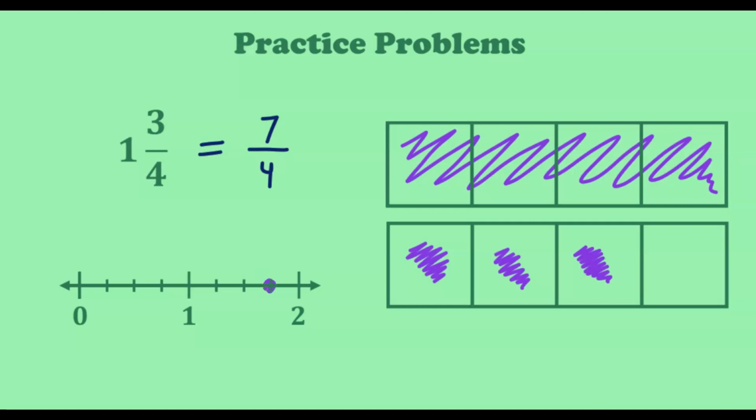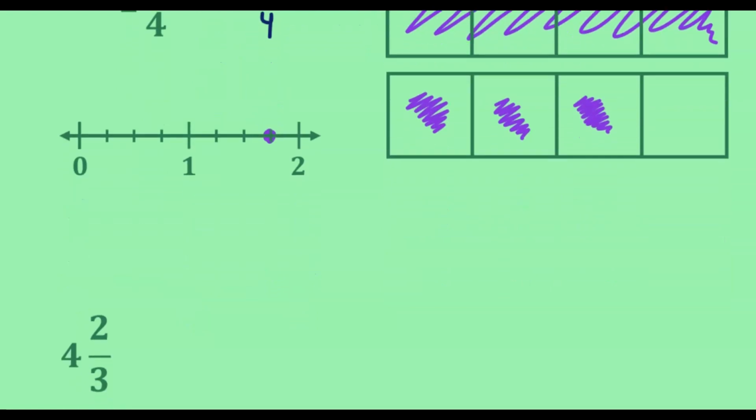This point over here represents 1 3/4 on the number line. And once again, we can see that this number is greater than 1 but less than 2. Now let us move on to the next mixed number.